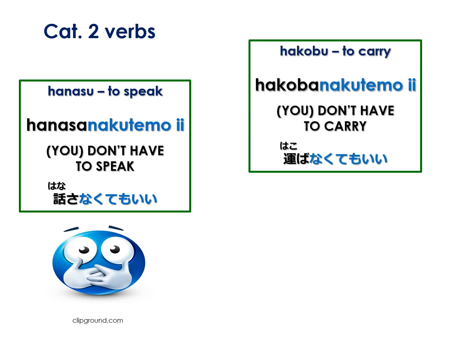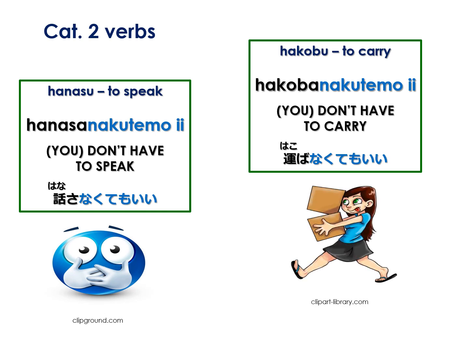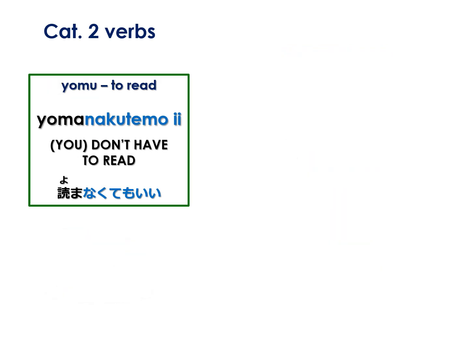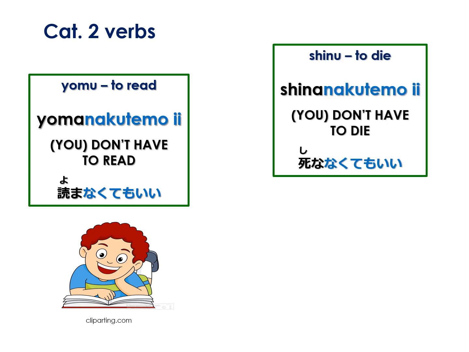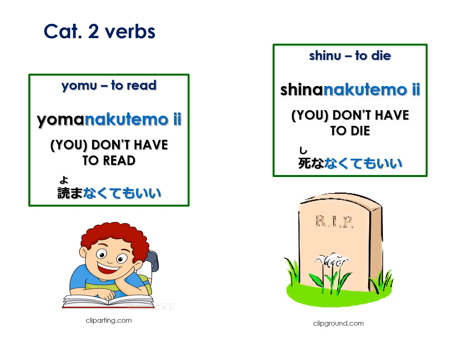Hakobu means to carry or transport. Hakobanakutemo ii means you don't have to carry or transport something. Yomu means to read, and yomanakutemo ii means you don't have to read. Shinu means to die, and shinanakutemo ii means you don't have to die.